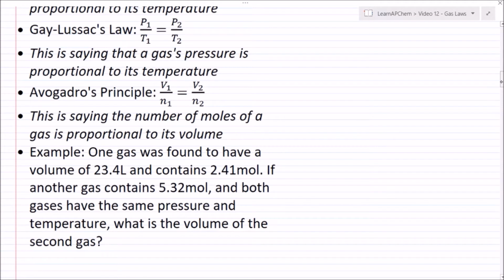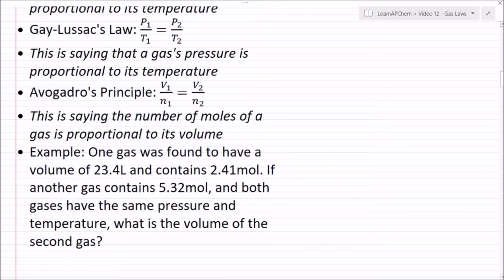Now these can also be used in calculations in addition to understanding them conceptually. So here's an example. One gas was found to have a volume of 23.4 liters and contains 2.41 moles. If another gas contains 5.32 moles and both gases have the same temperature and pressure, what is the volume of the second gas?